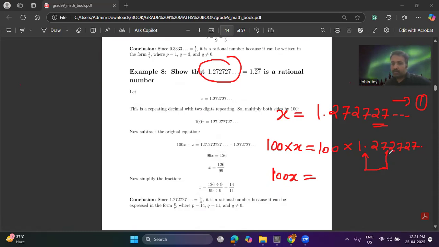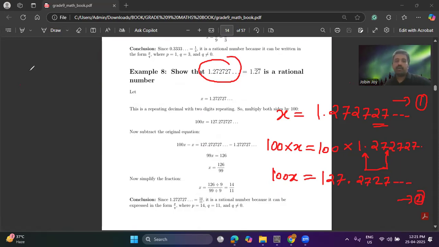Okay, see here, the decimal will be here. That means 127. I am shifting this decimal two places. Why? Because I am multiplying with 100, that means two zeros, so two places. So 127.2727, etc. So this is equation number 2.